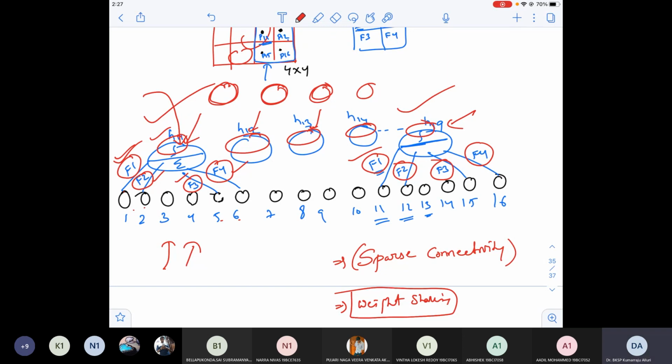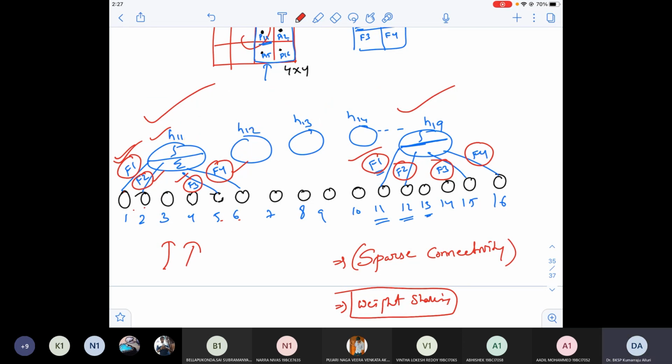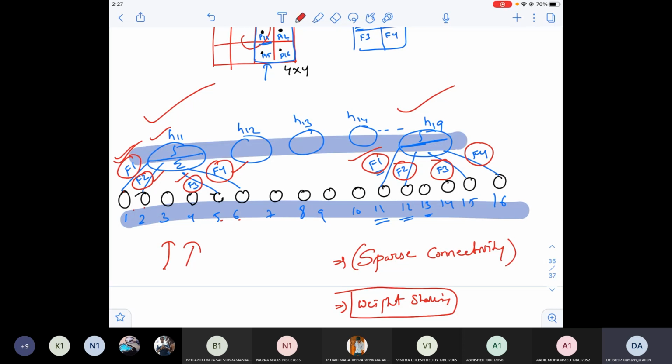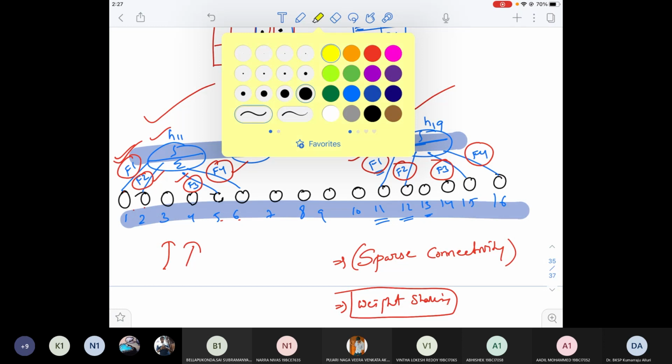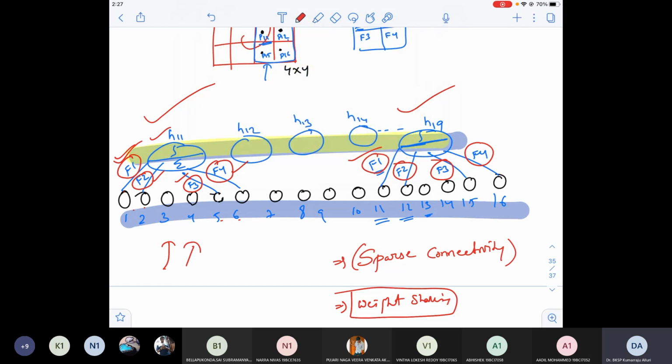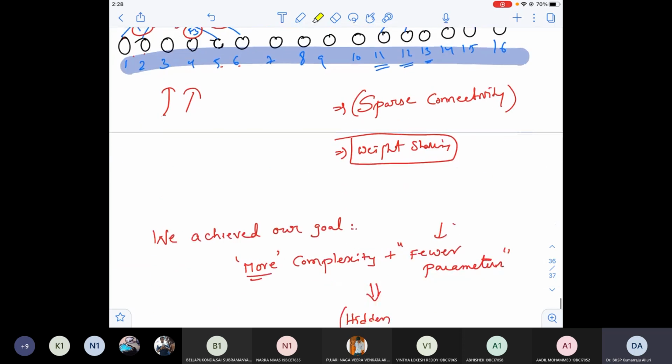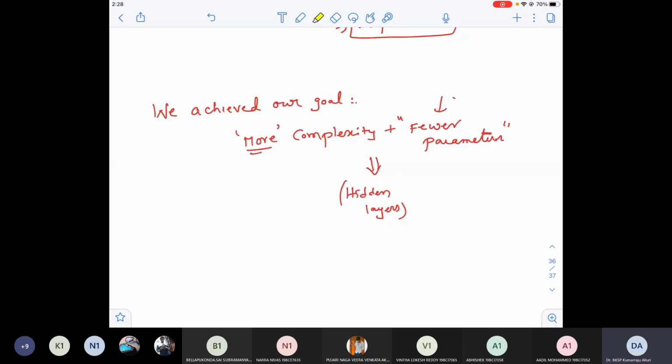Same, whatever we have done with this input layer, and this is my output layer. In the next iteration, this will become the input layer, and this will become the output layer. You repeat the same process. That's the reason we could achieve more complexity, because of the number of hidden layers, even in CNN.